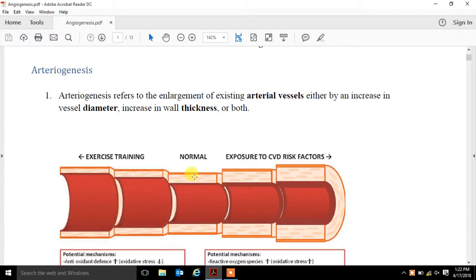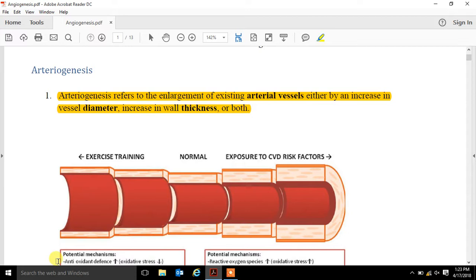Okay, so arteriogenesis refers to the enlargement of existing arterial vessels, either by an increase in vessel diameter, an increase in wall thickness, or a combination of the two. And we see arteriogenesis in a variety of situations. The most common and the most well recognized is in response to increases in cardiovascular disease risk factors.